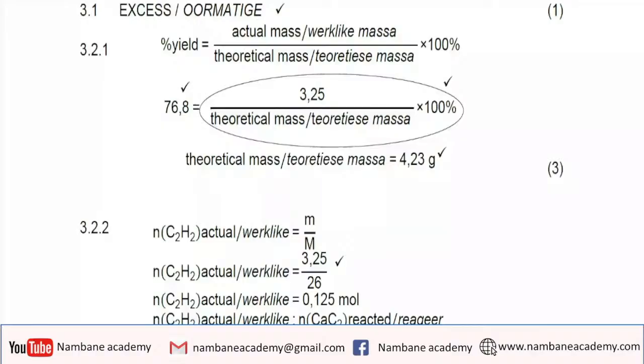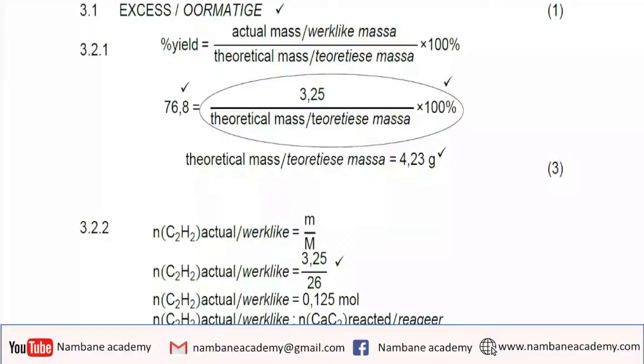And then the substitution of the percentage yield as 76.8 gets a mark. And then the fraction multiplied by 100, that is on the right, which is 3.2 given, divided by the theoretical mass multiplied by 100. The entire substitution with the 100 also gets 1 mark. And then they will therefore get their theoretical mass as 4.23 grams. And then 3.2.1, therefore, is 3 marks in that way.